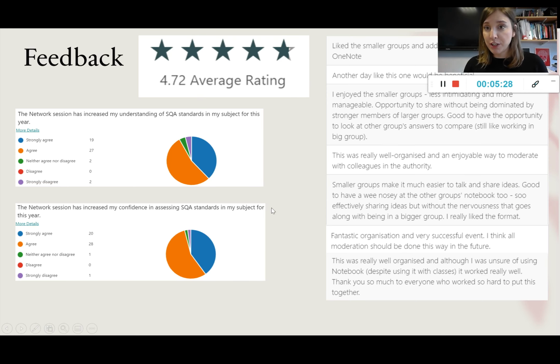So yeah, and here's some feedback. I won't go through it in detail, but key themes from the feedback, overwhelmingly positive. Many people commenting on how well organised and an enjoyable way to moderate it was, and that basically, despite some anxiety around using Notebook, actually it was much easier than they thought. And yeah, people very much enjoyed the smaller group sizes and also the ability to actually go in and read other teachers' commentary on exactly the same pieces that they'd assessed and moderated themselves.